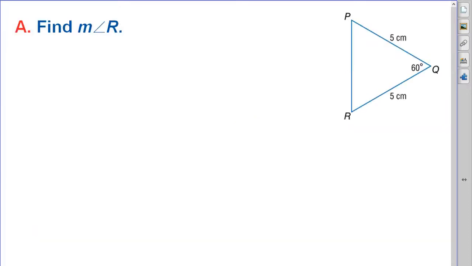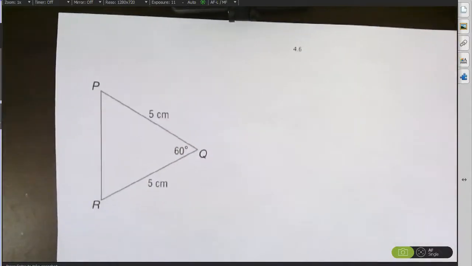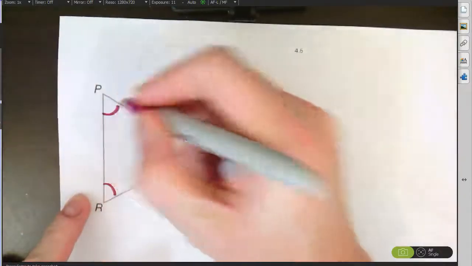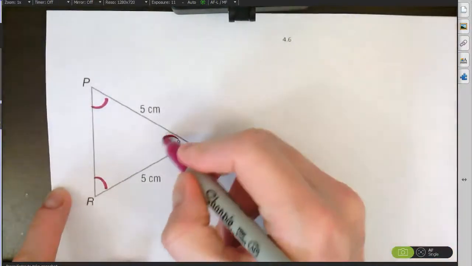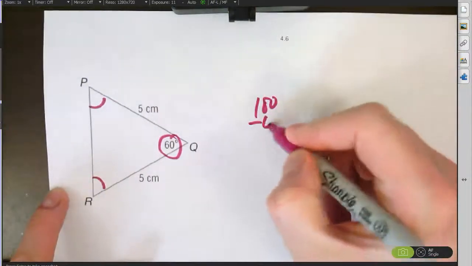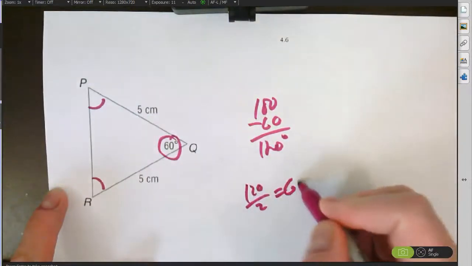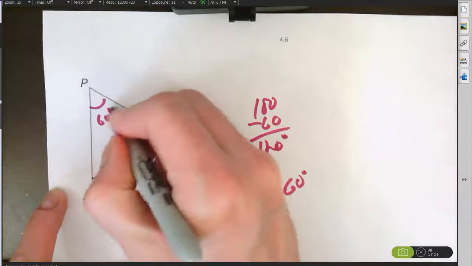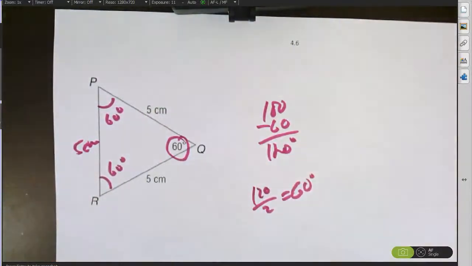Okay, so for this next problem, we're going to find the measure of angle R. Hopefully what we would catch with this is, oh look, I've got a pair of congruent sides, meaning these angles here have to be congruent, angle R and angle P. And if those angles are congruent, how much are their angle measures? Well, if 60 is already taken up, 180 minus 60 means there's only 120 degrees left for those two angles, but they've got to be congruent, so 120 over 2 is 60 degrees. So this is equilateral and equiangular. So 5 centimeters is the missing side length.